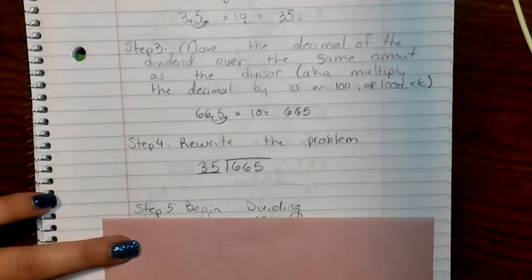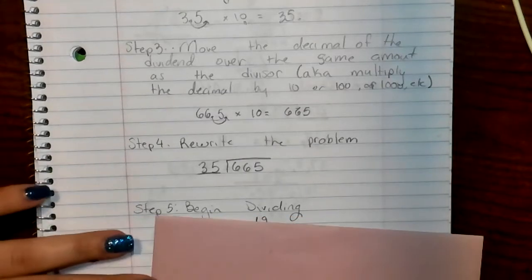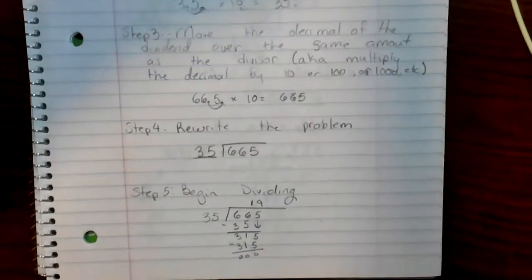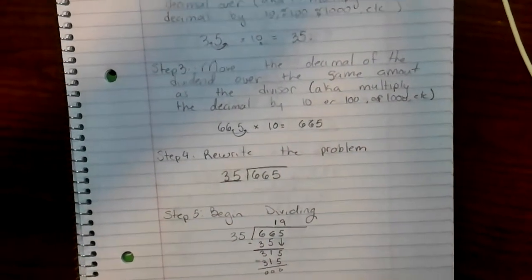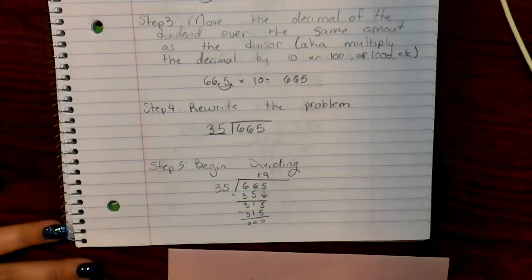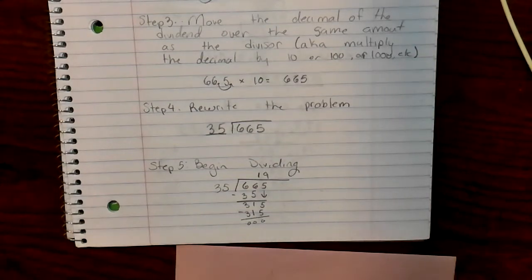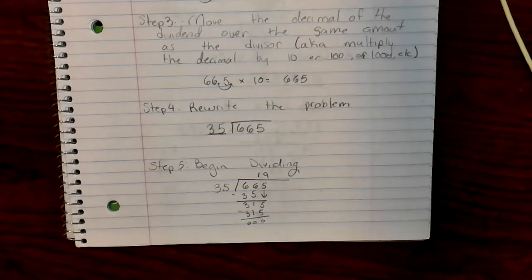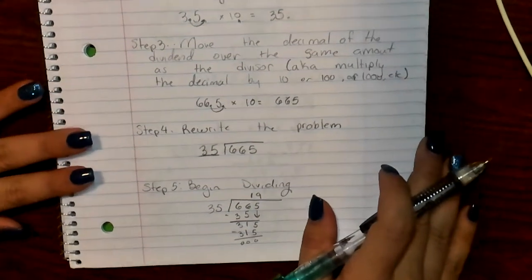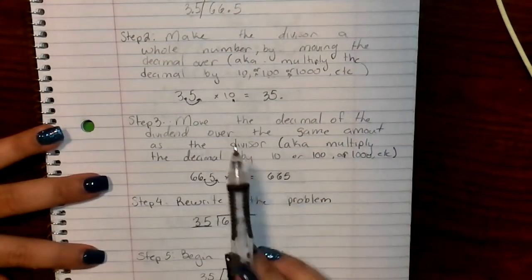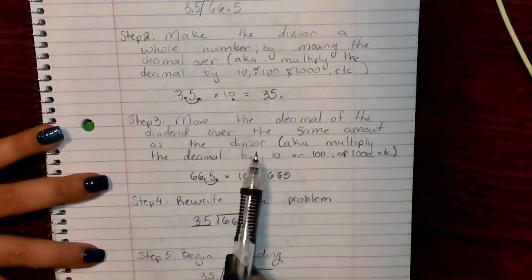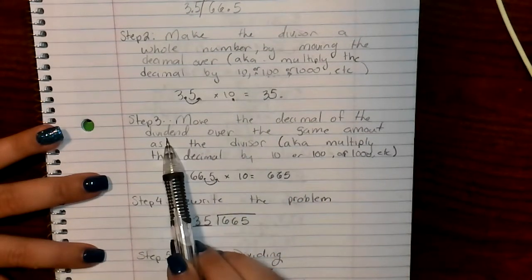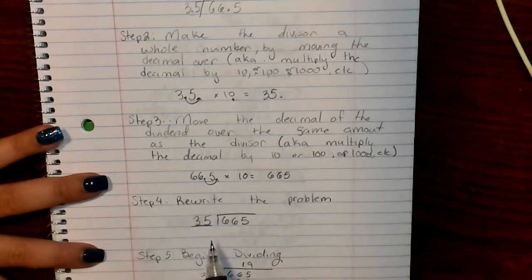And step 5 is to just begin dividing. So we already did the division for this, and when we divided, we got 19. So those are our steps. The biggest thing you need to focus on, I think, would be moving these decimals over. What you do to the divisor, you do to the dividend. That's the most important part because we need our divisor to be a whole number.